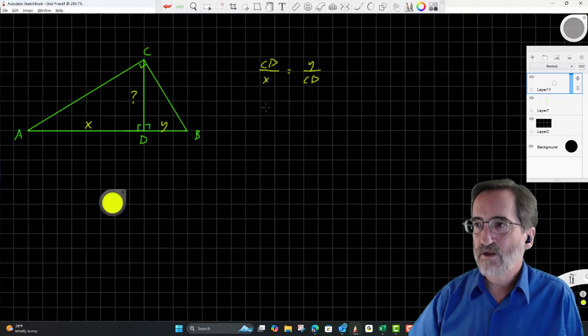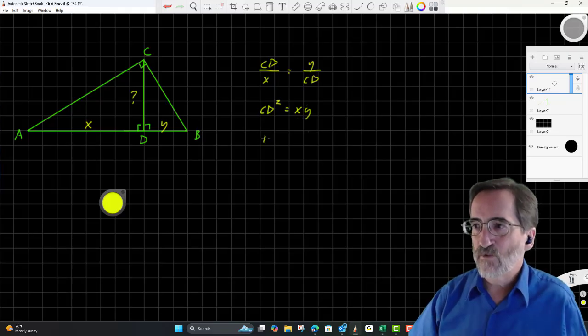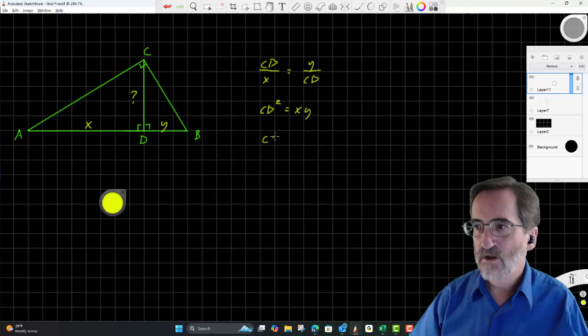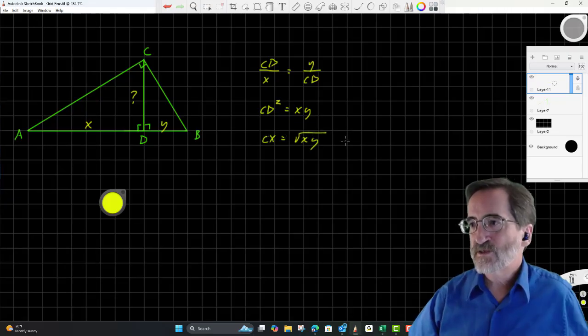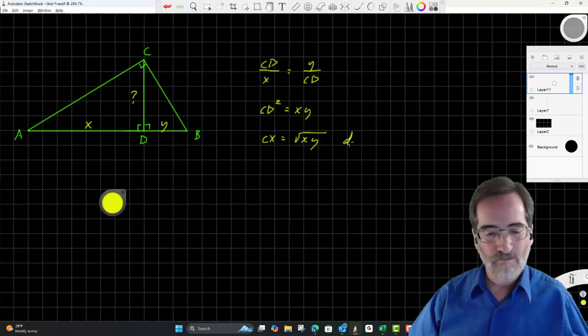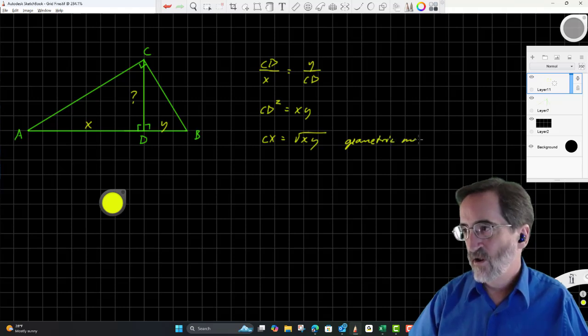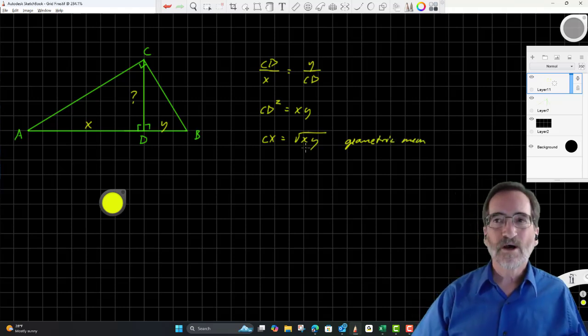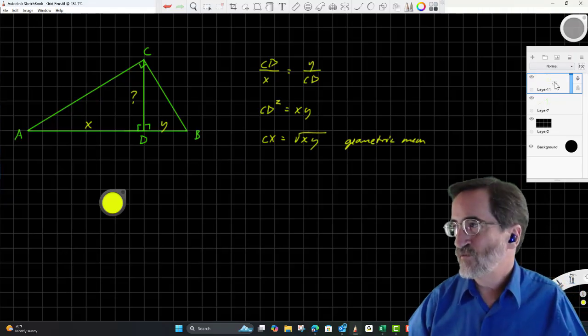Cross multiply, you get CD times CD or CD squared equals XY. And now square root both sides, and we find that CD equals the square root of XY. This is something known as the geometric mean. That is, you multiply and take the square root. Let me show you how it's used.